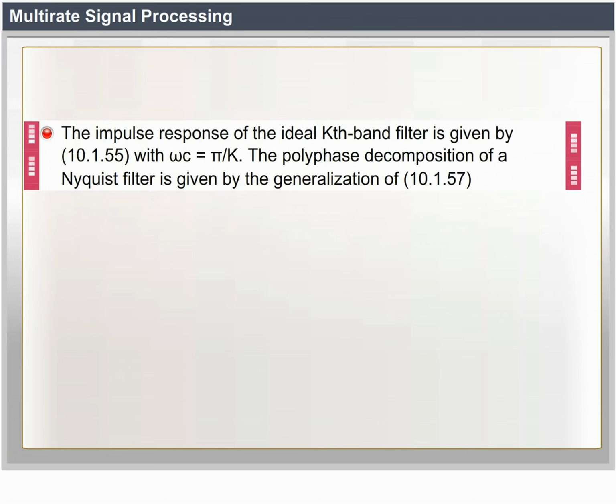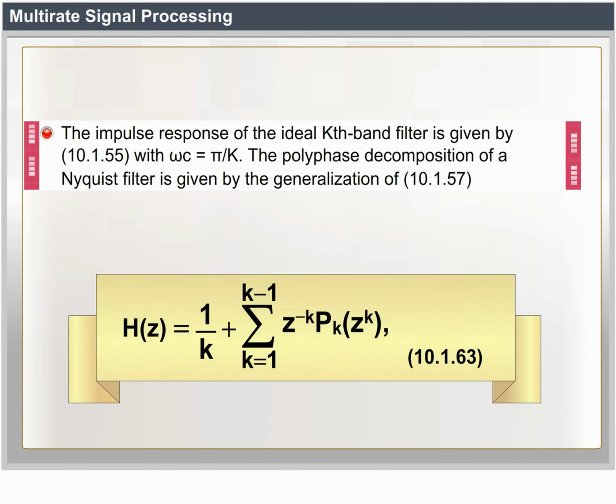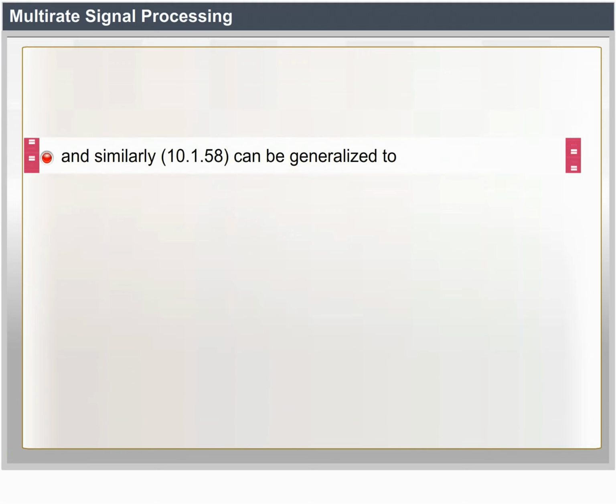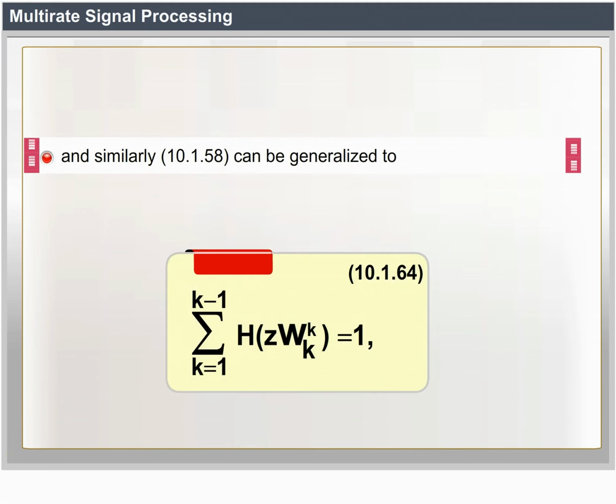The polyphase decomposition of a Nyquist filter is given by the generalization of 10.1.57. H(z) = 1/k + summation k = 1 to k-1 of z^(-k) P_k(z^k), called 10.1.63. Similarly, 10.1.58 can be generalized to summation k = 0 to k-1 of H(z W_k^k) = 1, called equation 10.1.64, where W_k = e^(-j2π/k).